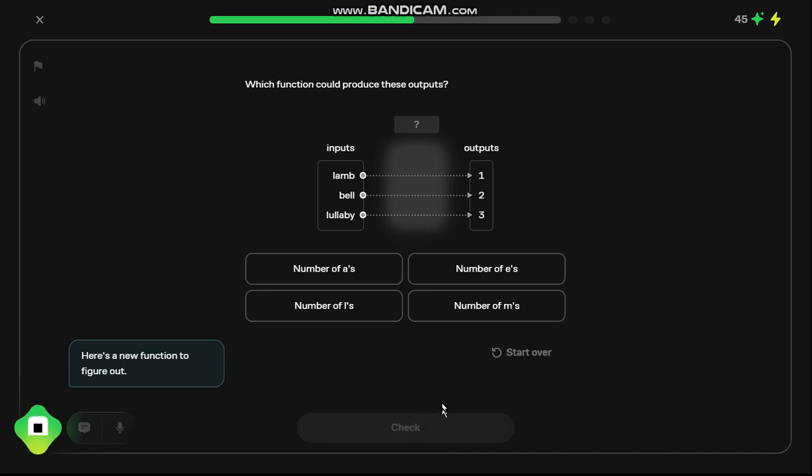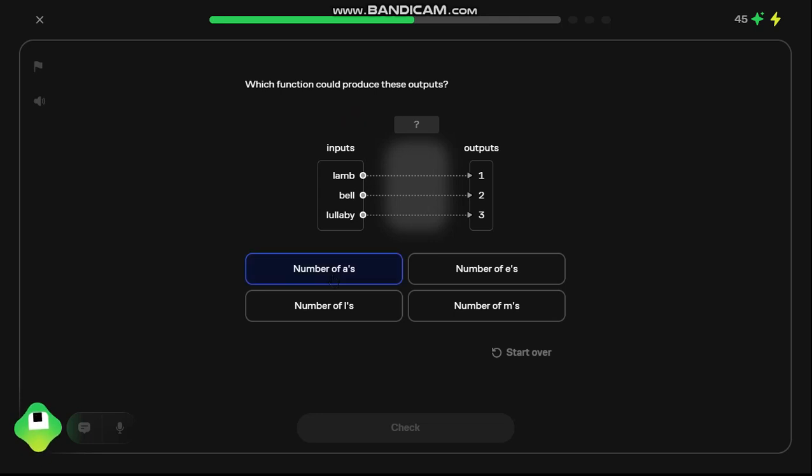Here's a new function to figure out. So here's the function. Lamp equals 1, bell equals 2, lullaby equals 3. So what's the function? The function can be number of A, number of E, number of L, or number of M. So let's go to the first one.